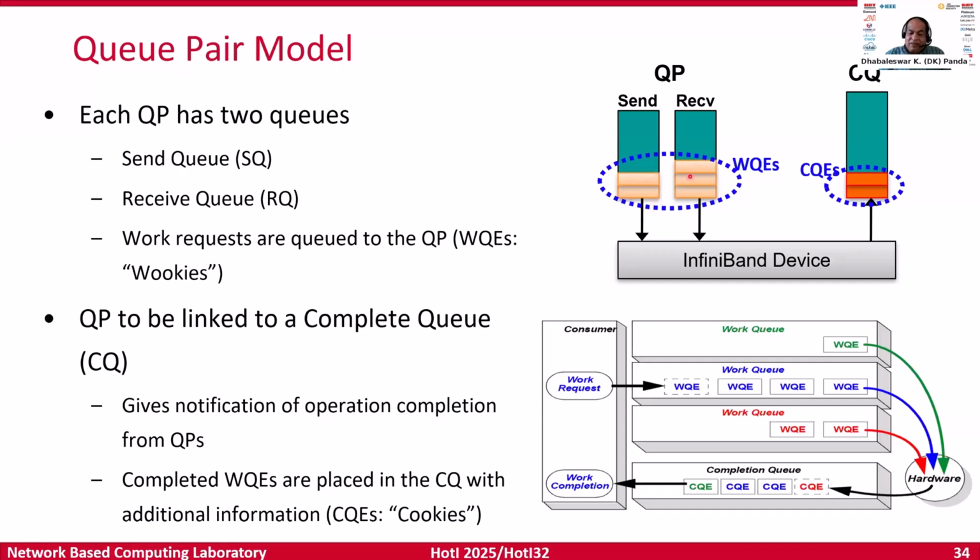Similarly, within our software stack, there is a send queue, a receive queue, and something called a completion queue. That means the messages need to be posted. This is called a work queue element, or a wookie. So you post things into the wookie, and then once the operation gets done, you take it back, and these are called completion queue elements, or cookies.